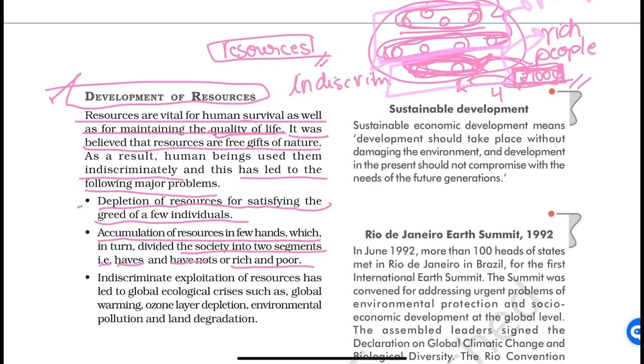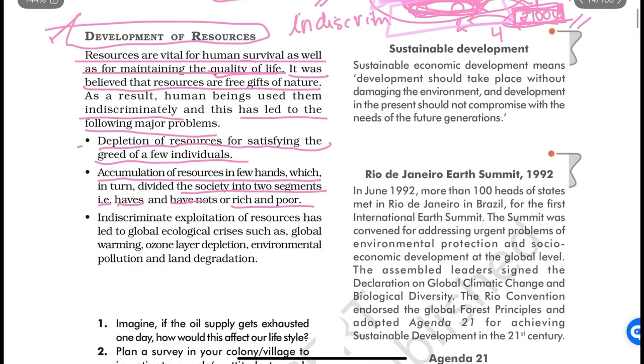The third problem is that indiscriminate exploitation of resources has led to global ecological crisis, such as global warming, ozone layer depletion, environmental pollution, and land degradation. Global warming happens when the global CO2 level rises. And the main reason is deforestation.